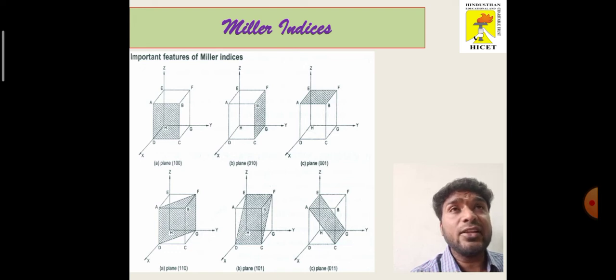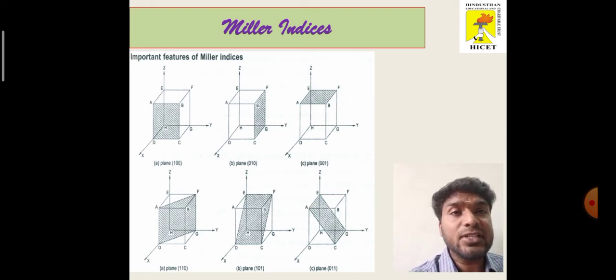So what is the numerical parameter? 1, infinity, infinity. If you take the reciprocal, 1 by 1, 1 by infinity, 1 by infinity. So 1 by 1 is 1, then 1 by infinity is 0, then 1 by infinity is 0. So what is the Miller indices? In the bracket, 1, 0, 0.